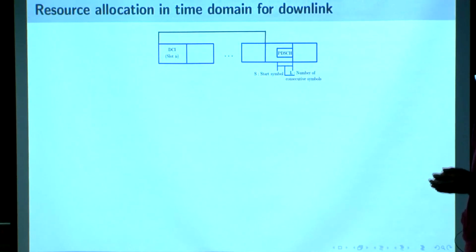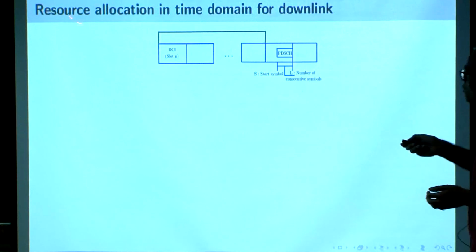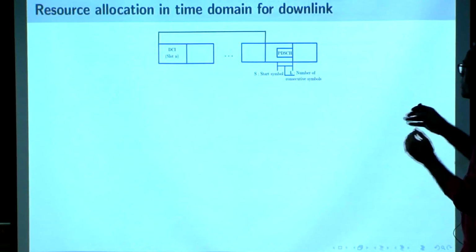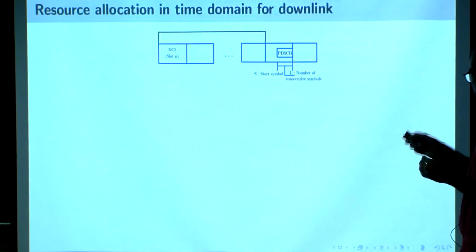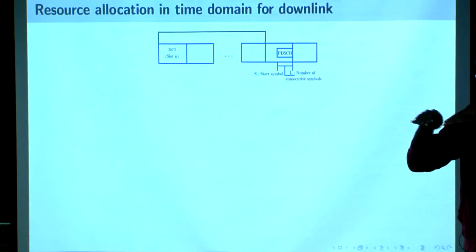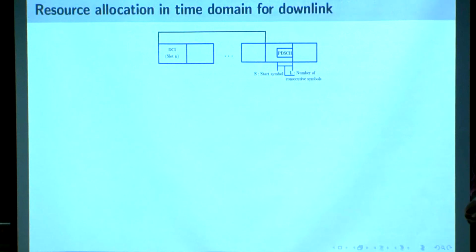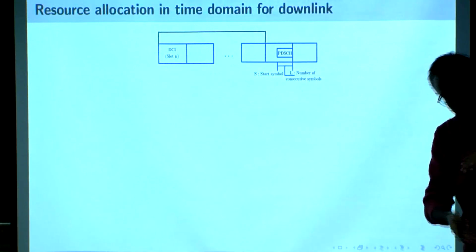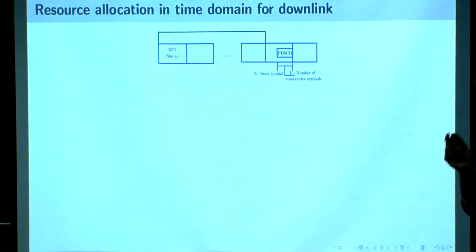What we are going to discuss now is how this DCI schedules the user in the downlink in the time domain. What is the time axis? Symbols. What is the frequency axis? PRBs. There is a separate field for time domain and a separate field for frequency in the DCI. That's what we will see now.